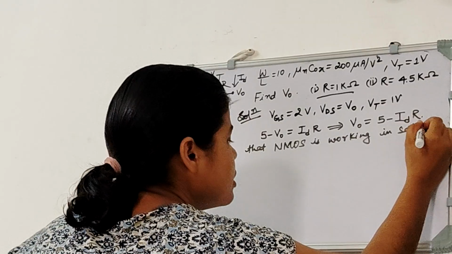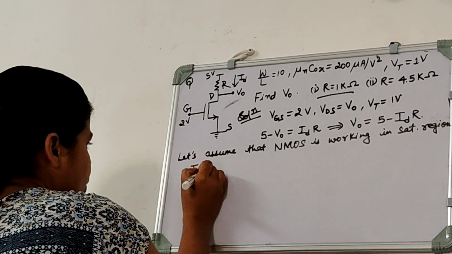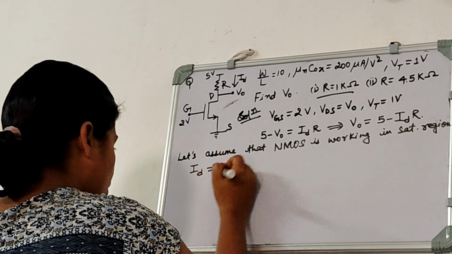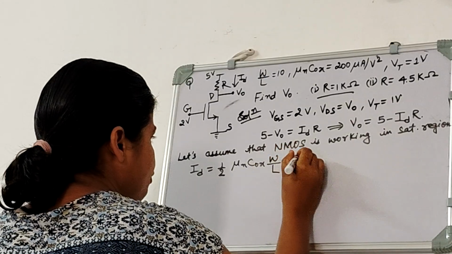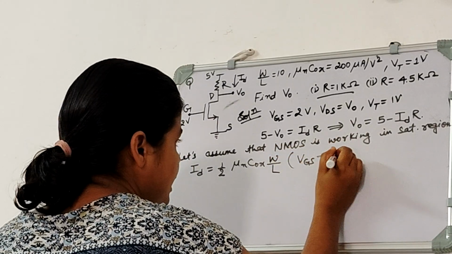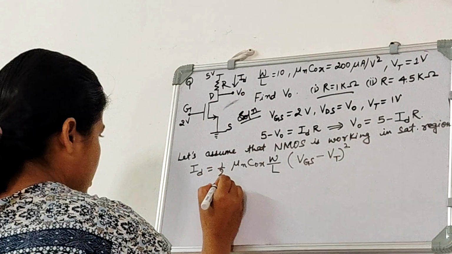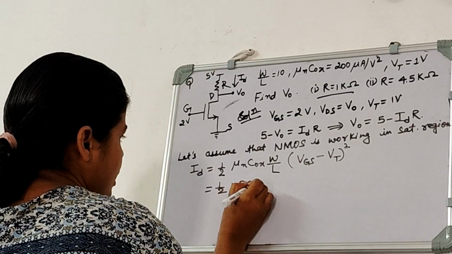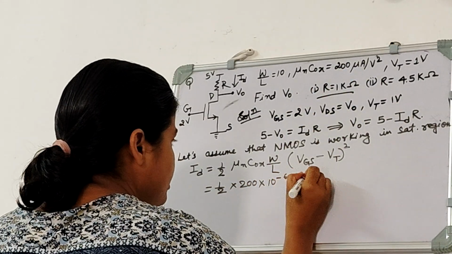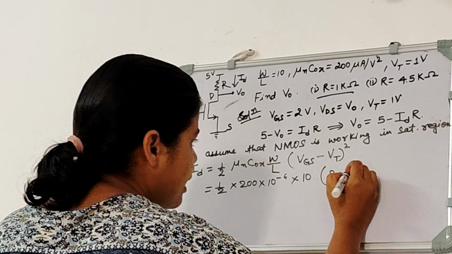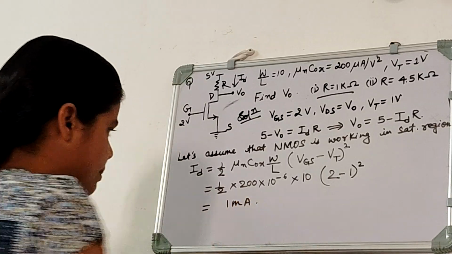This sat is for saturation. So again, what will be our current equation? ID equals half into mu n COX W upon L into (VGS minus VT) square. Again we will put the values: half into 200 into 10 raised to power minus 6 because micro is given, and W by L is 10, VGS is 2 and VT is 1. So again we will get the ID as 1 milliampere.